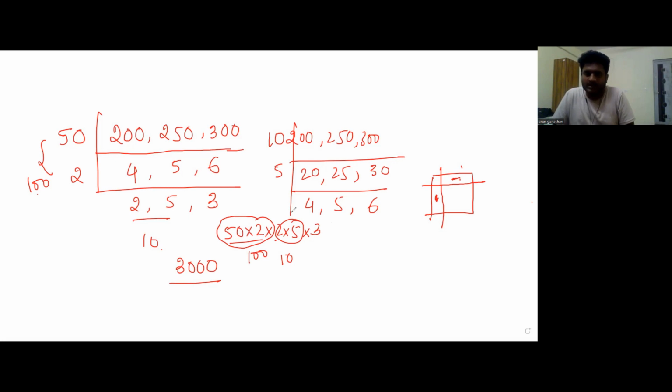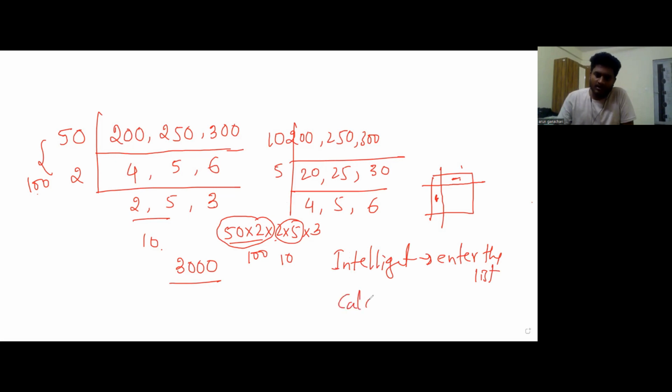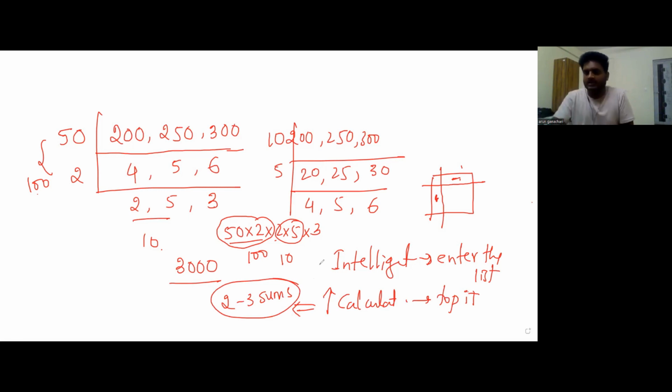If you save your calculation time, then you will score a good amount of marks. And remember, if you are hardworking and intelligent, you will enter the list. Whatever the list you are trying to enter, you will enter the list. But if your calculation is very good, then you will top it. If you are very efficient with your calculation, automatically you will solve 2 to 3 sums extra. And it is dependent on that itself. If you do 2 3 sums extra, then you get that extra marks. That is the difference between a topper and a person who is at the bottom of the list.